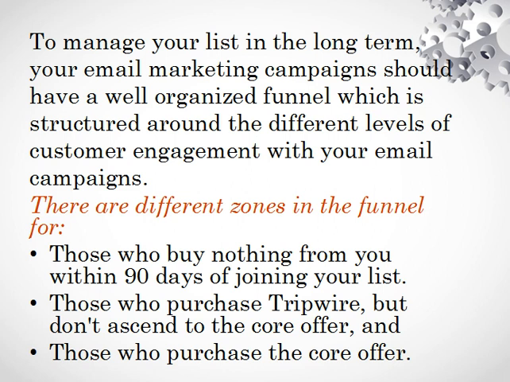What we're saying here is, with time, when you run your 14-day campaigns again and again and again, you're definitely going to have some persons on your list who, after 90 days of joining your list, don't pick up your tripwire. And there are those who, after picking up your tripwire, don't ascend to your core offer, right? And you have different zones in your funnel for these people. You understand? And you know how to manage them in the long term. You understand? You know how to manage your list in the long term.